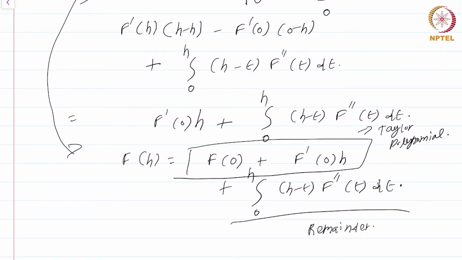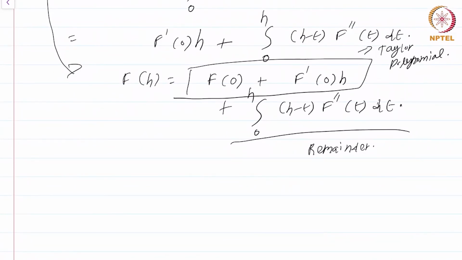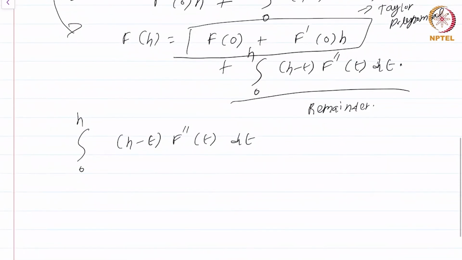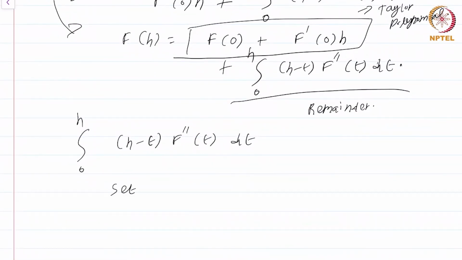Okay, now what do you do? Well, we can repeat this argument one more step. Look at the integral from 0 to h of (h minus t) f double prime of t dt. Look at this term. Now what you do is set u to be f double prime of t and v to be (h minus t) squared by 2. In fact, put a negative sign.